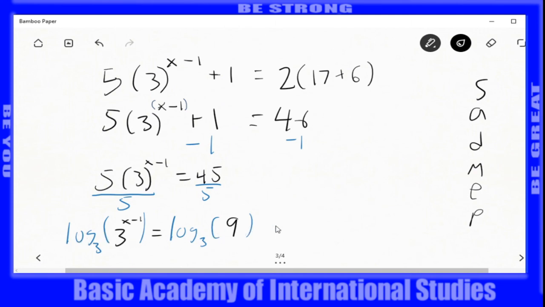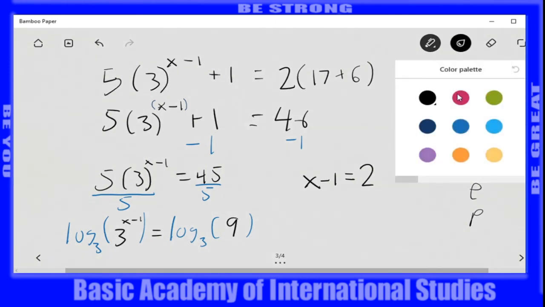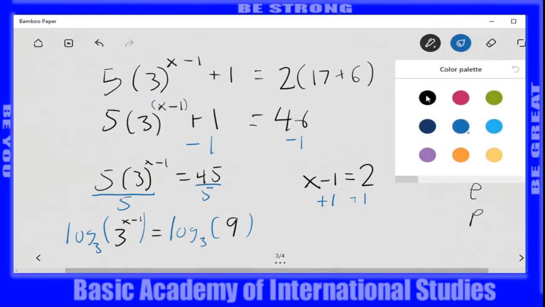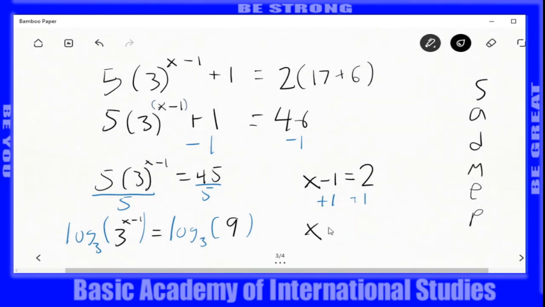Now, this all cancels out, so that leaves us with x minus 1 equals the log base 3 of 9. If we pulled up our calculator, we'd quickly see that this is 2. And adding 1 to both sides, since we're now inside the parentheses, we can finally deal with this negative. The opposite of subtraction is addition, so x equals 3. And there's our final answer.